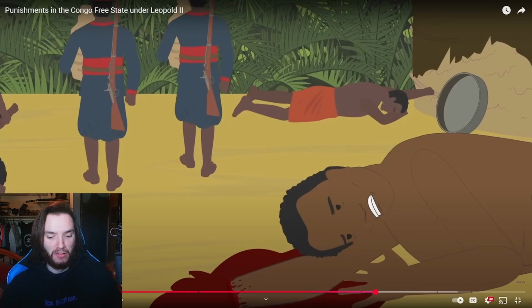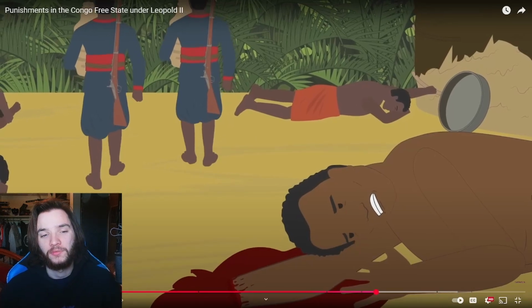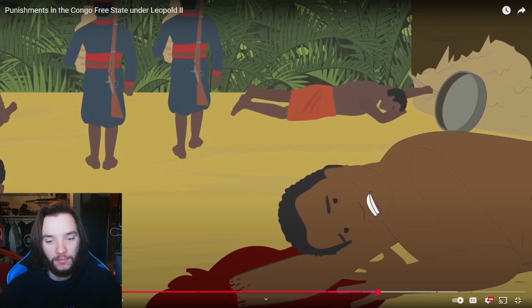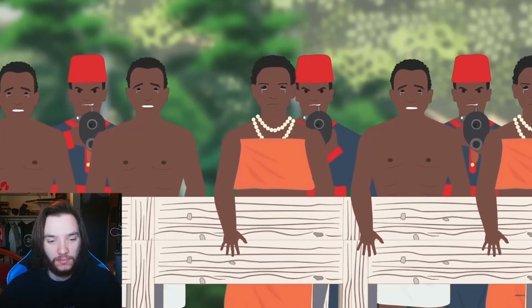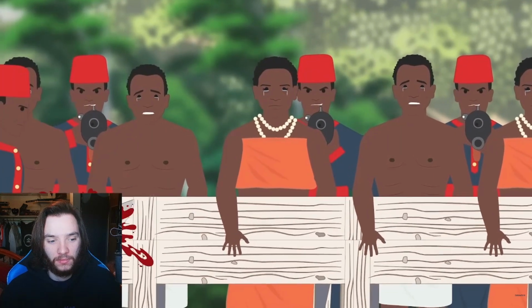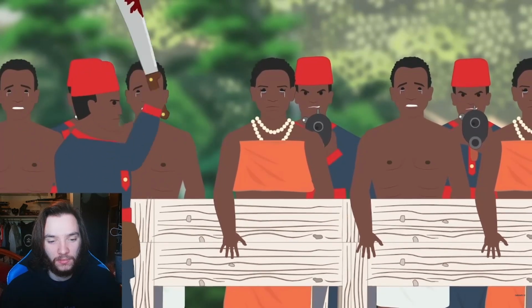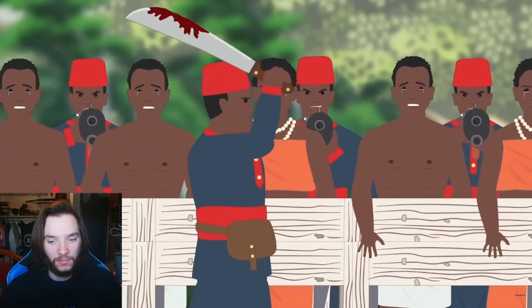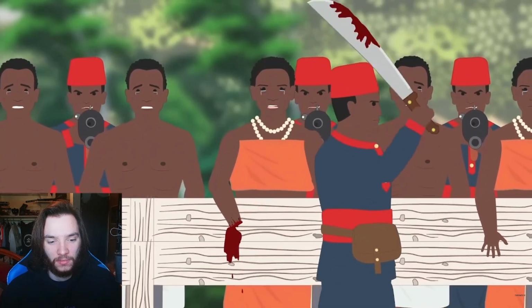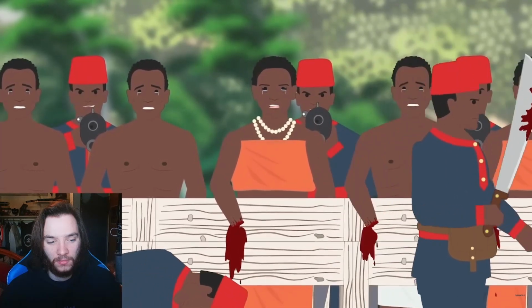And only sought help when the soldiers had gone. In some cases, the soldiers could reduce their length of service with the Force Publique by bringing extra severed hands to present to the European post commanders. But this practice only led to even more unnecessary mutilations.